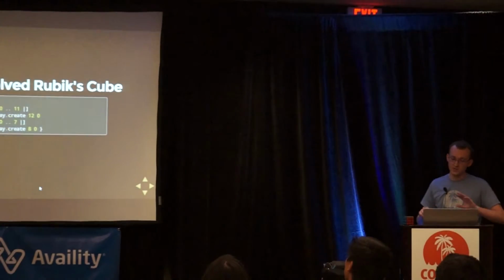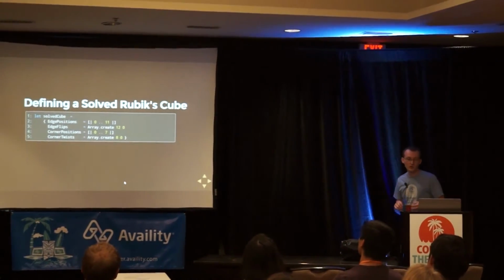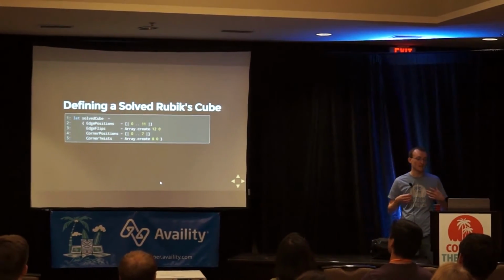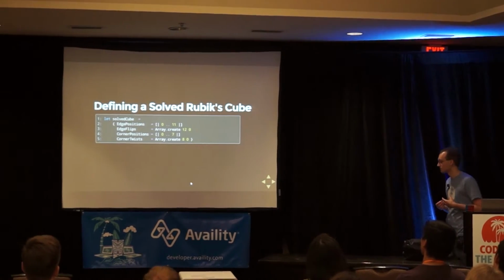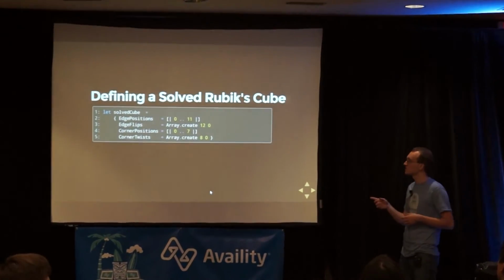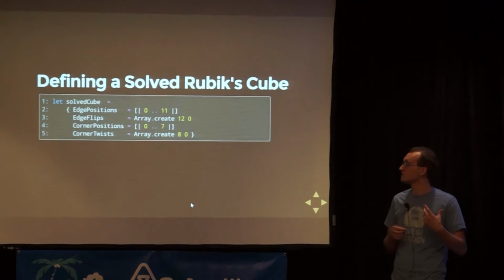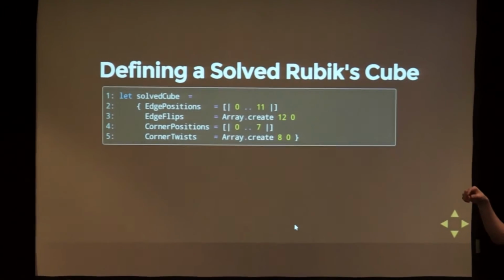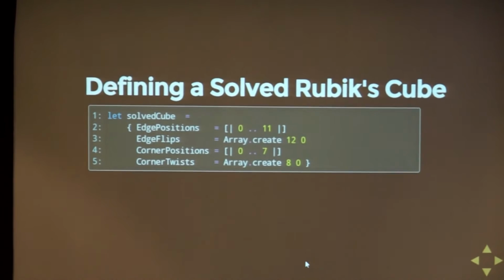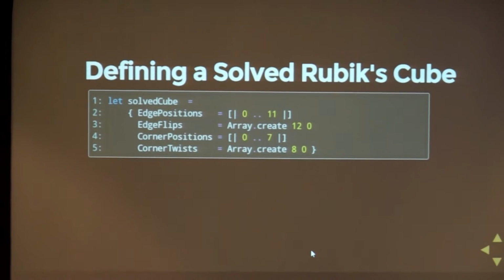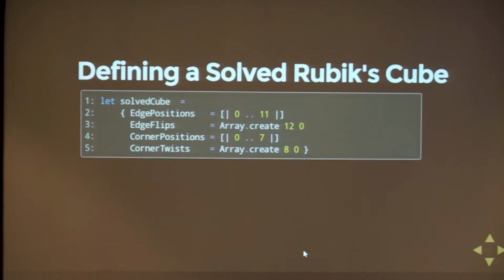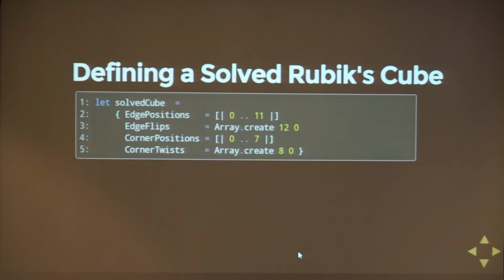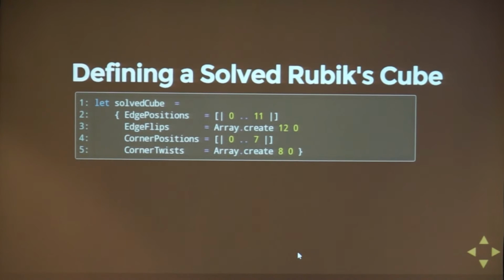Now that we defined the state of a cube, we should define the state of a solved Rubik's Cube. More explicitly, the edge positions are going to be an array from 0 to 11. And this is a nice little syntax, a shortcut for literally numbers 0 to 11, just 0, 1, 2, 3, etc. We can create arrays of 12 elements, all being zeros for edge flips, since when the cube is solved, it's not flipped at all. All the pieces should be correct.